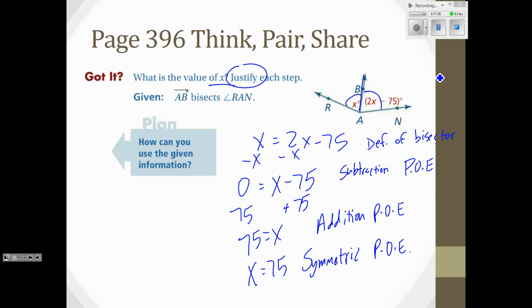Okay? This is the very general idea for what we are doing. We are solving things and we are justifying as we go. Okay?